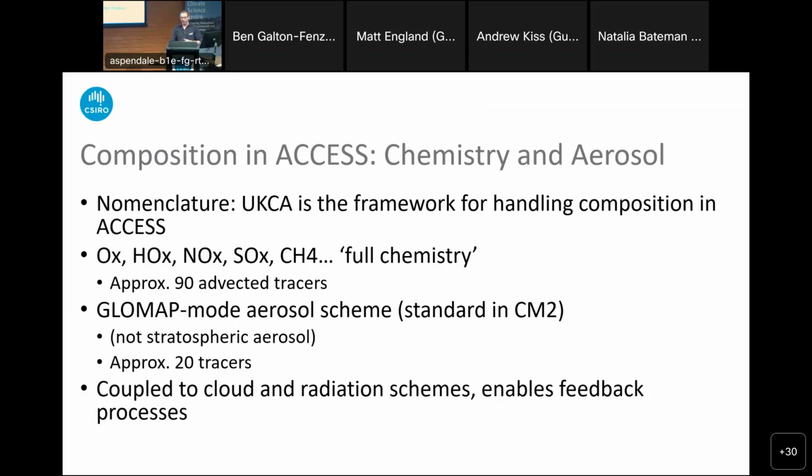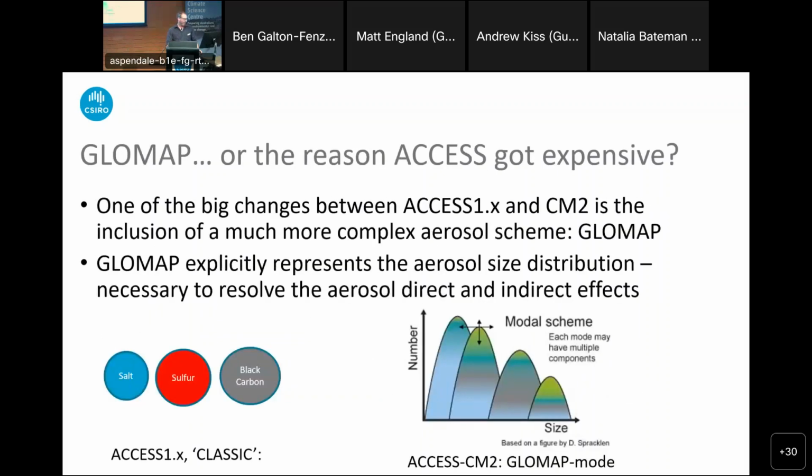One of the big differences between ACCESS 1.x and ACCESS-CM2 is the inclusion of GLOMAP. So there's another 20 traces that are required to carry around the more complicated, more sophisticated GLOMAP aerosol scheme, and even with that in mind, we're still not capturing stratospheric aerosol in ACCESS-CM2. So there's a bit of a gap there, is what I'm pointing out.